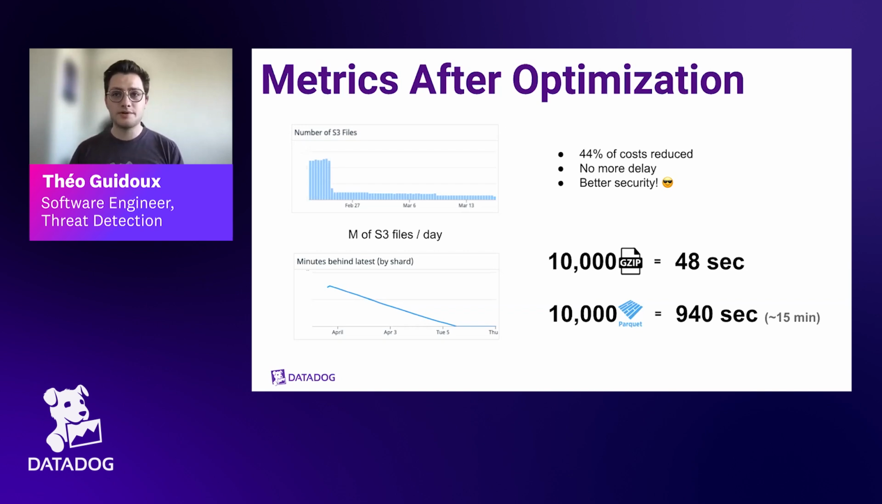To have a clear comparison, I scaled this 3,000 batches metric to 10,000. And so for 10,000 Parquet files, we processed 15 minutes of data, where 10,000 gzip files represent 48 seconds of data. And for me, I'm amazed to see how a simple file format change can improve the security of a company.